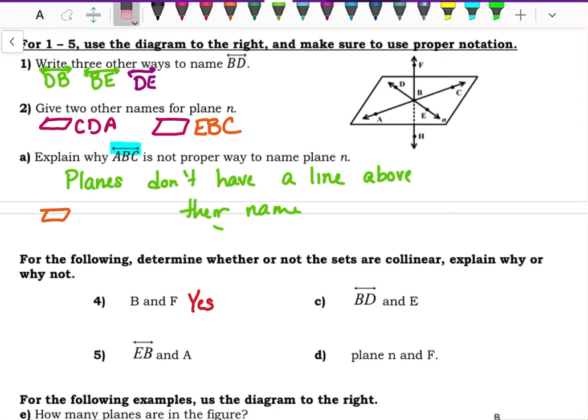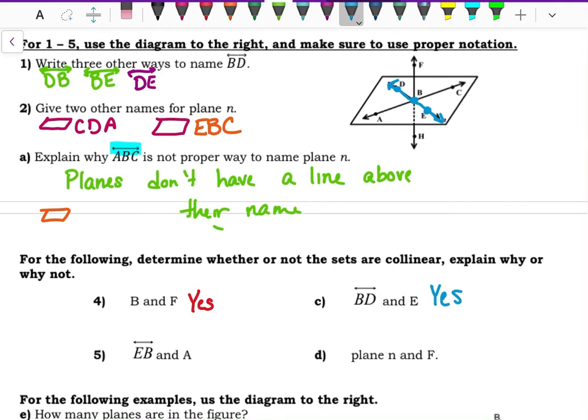Next, we want to know if BD and E are collinear. So BD is this line right here, and we want to know if E is on that same line. Well, yes, E is. It is on that line, so it's going to be yes, it is collinear.